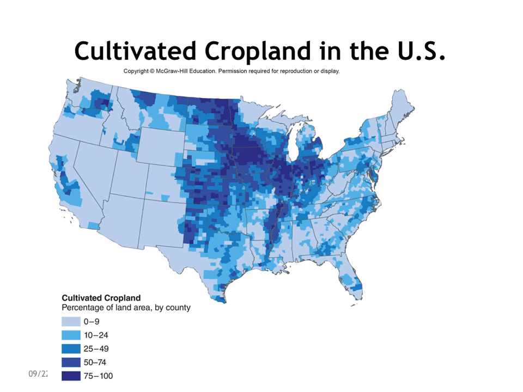This figure shows the distribution of cropland in the United States by county. Dark blue areas especially highlight the fertile farm belt of the Midwest and Great Plains, as well as the Mississippi River bottom.